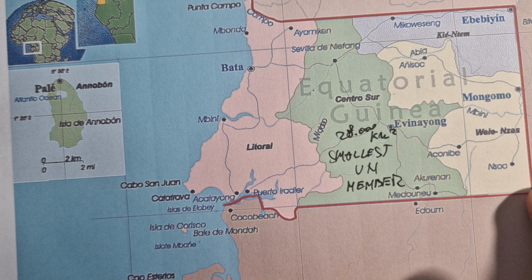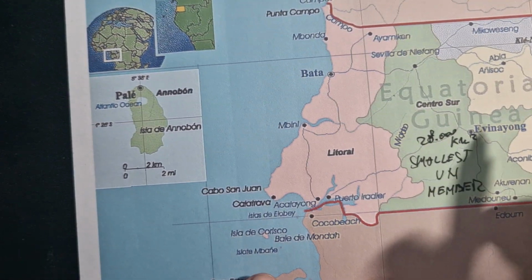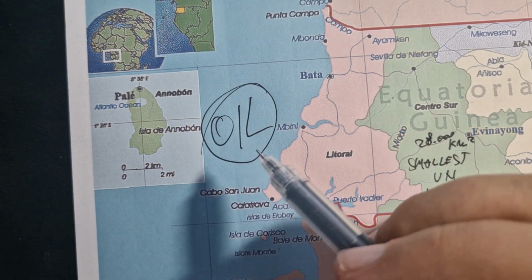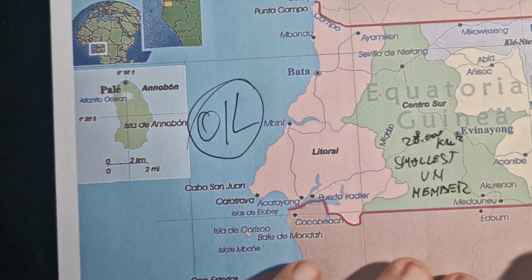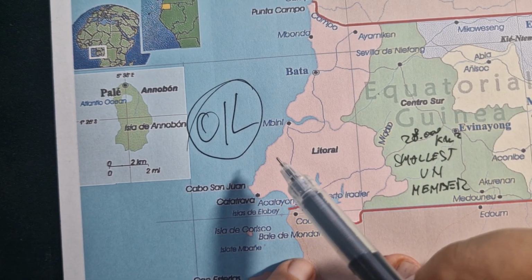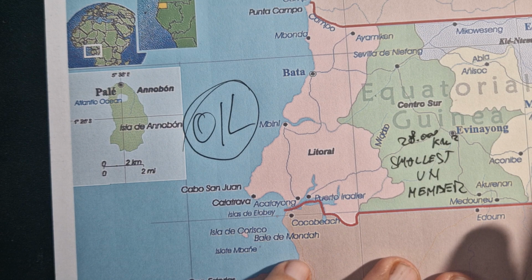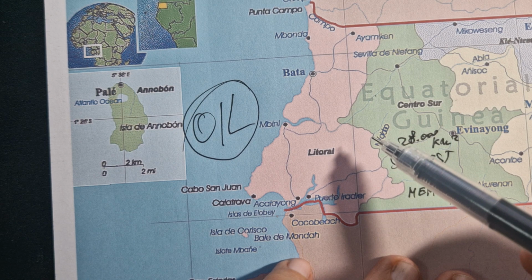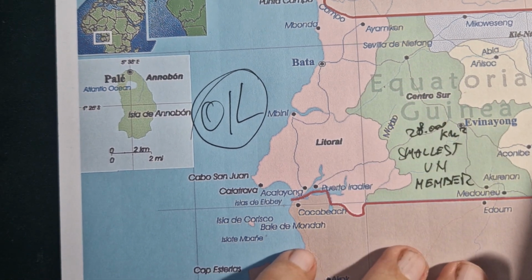Equatorial Guinea is one of the largest oil producers in Africa. So they have a lot of oil. Such a tiny little country, and it's the largest oil producer in Africa. It's the only African country to primarily speak Spanish, because Spain invaded this country between 1700 and 1800. But Portuguese is also spoken in some areas.